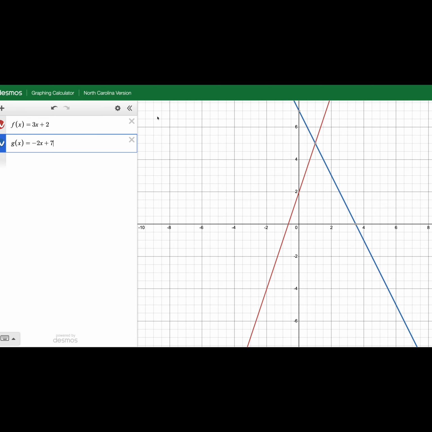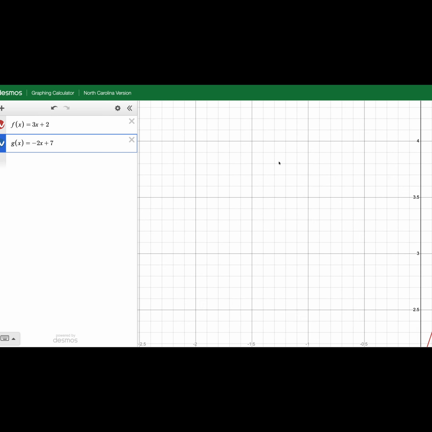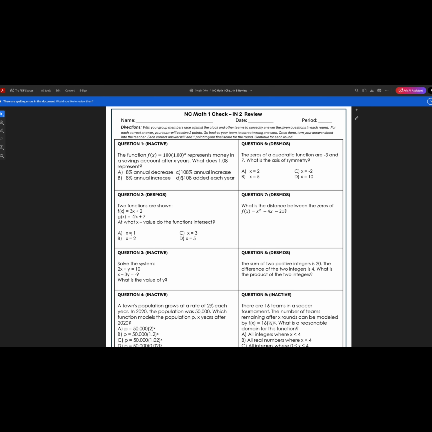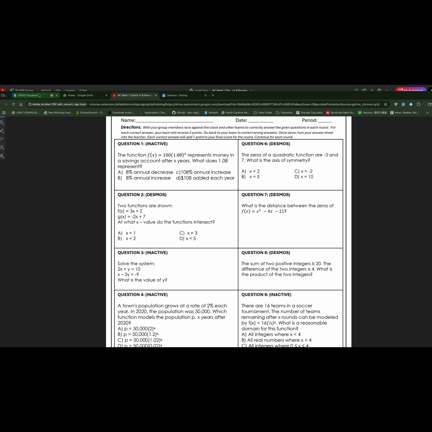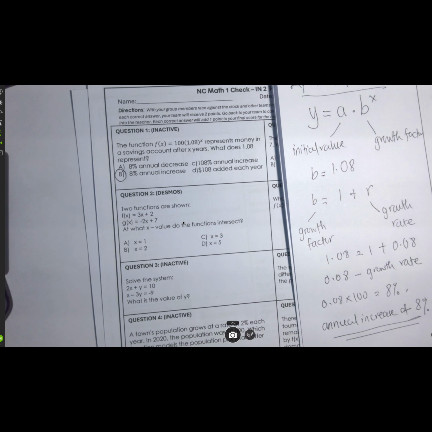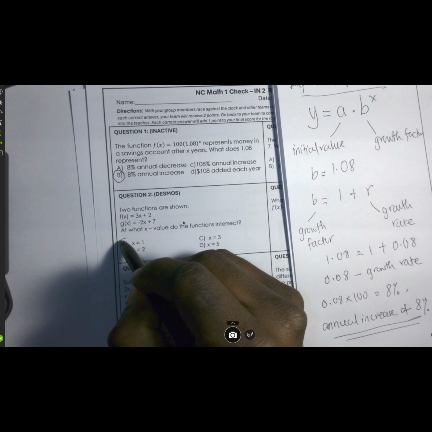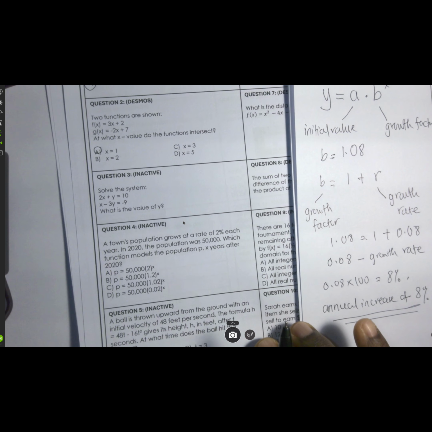Now, all you need is to open up and find the intersection. So when we come here, our intersection indicates that our value for x is 1. So we go back to our question and realize that x is a. So our question is showing that x is a. So that is question number 1. The answer to question number 2 is a. All right, let's go to question number 3.